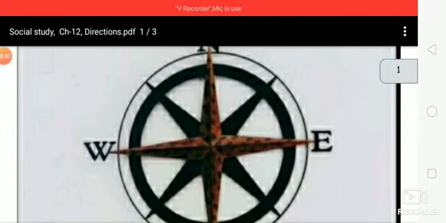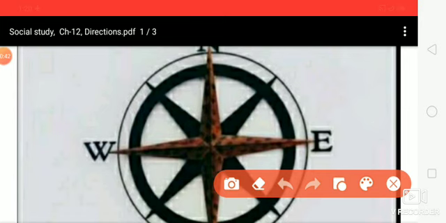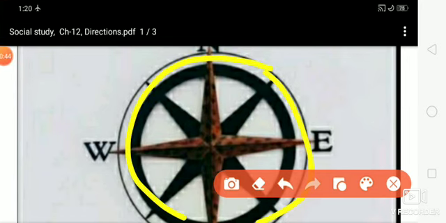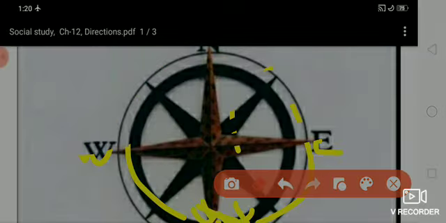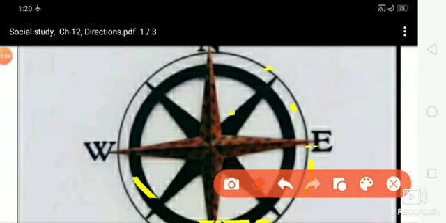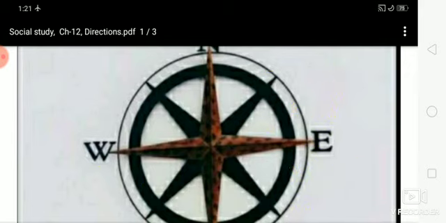What is this picture? This is directions. East, west, north, south. East, west, north, south, the four main directions. Okay, students, look here, this is your compass.